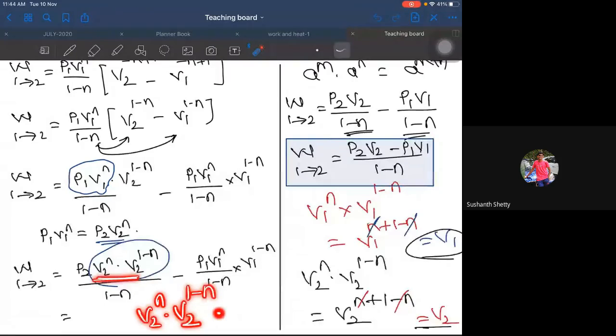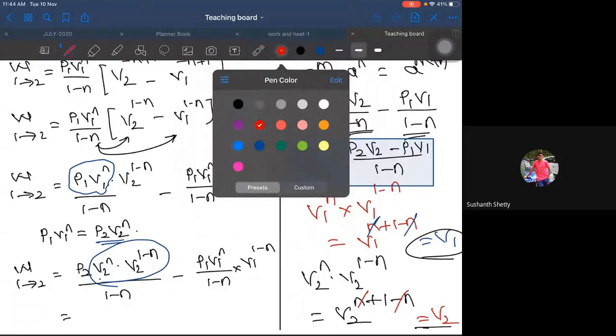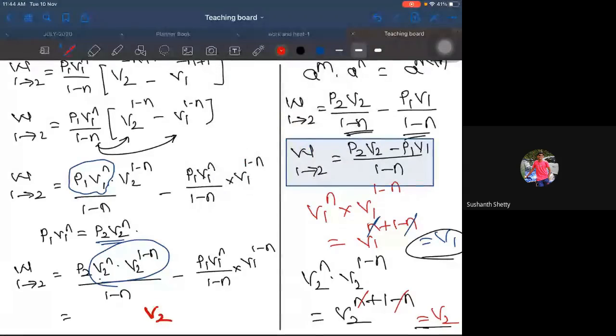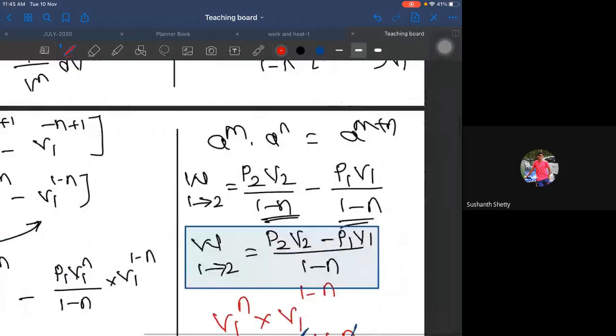Add the power. Exactly. So a to the power of m into a to the power of n is equal to a to the power of m plus n. Similarly, here it would be V2 to the power of n plus 1 minus n. So what happens here? The plus n and minus n cancel, so it is just V2. This is what we have done here.